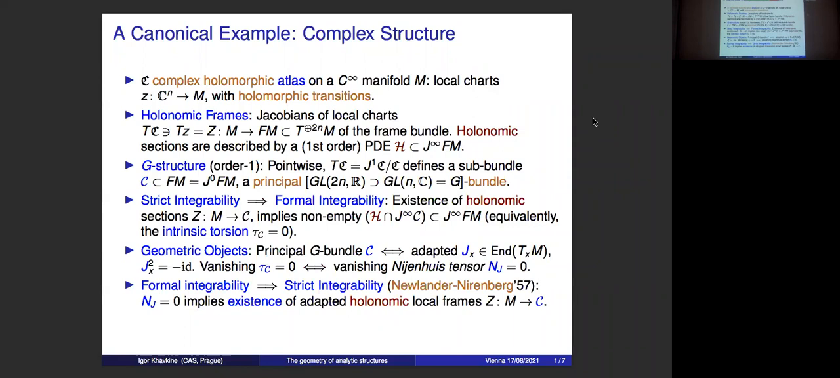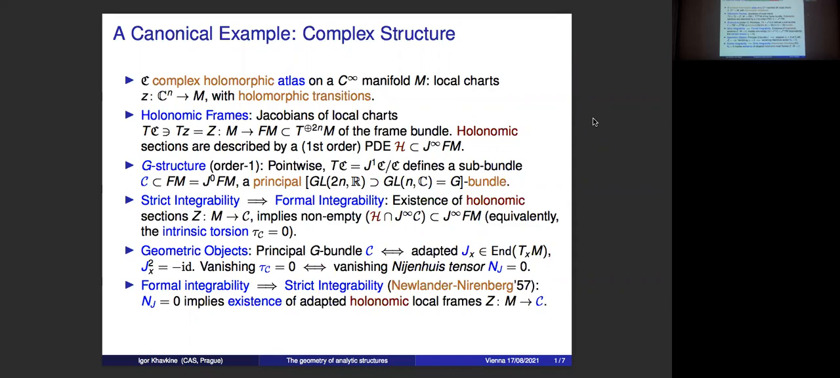It turns out to be a subset whose fibers look like the structure group of the transition functions. The transition functions are holomorphic, and locally they end up being elements of GL(n,C) as embedded in the general group of arbitrary transformations of frames. The way it sits there determines the geometry of this complex structure. And by the way, this is an example of a first order G structure.